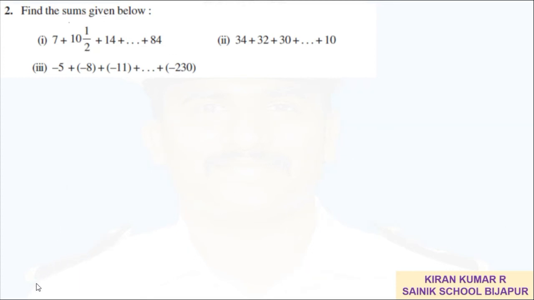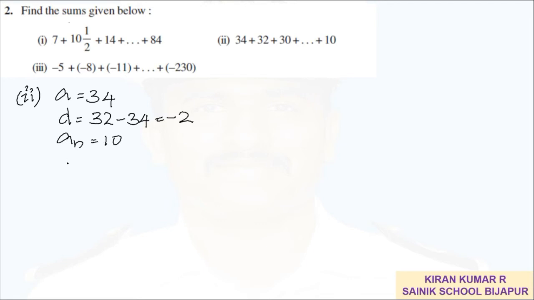We shall solve the second question now. In the second question, what is the first term? The first term is 34. What is the common difference? It is 32 minus 34, negative 2. The nth term is 10. I need to find the value of n, then the sum of the terms.